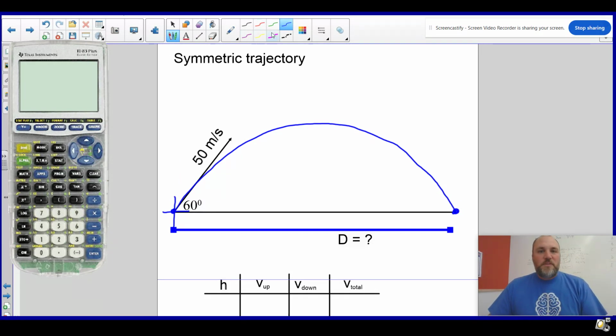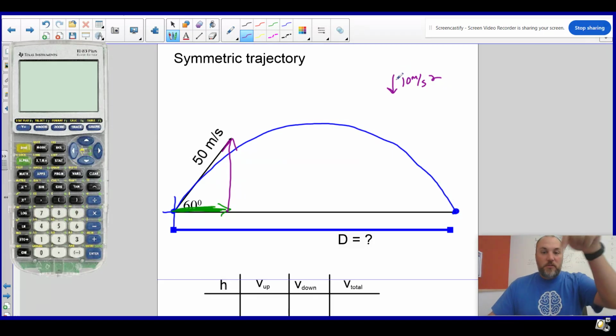So what I'm going to do with this vector is break it into a horizontal part, the horizontal component, and a vertical part, the vertical component. The reason I'm doing that is that after the object leaves the launcher, or after the ball is thrown, the only thing that's going to affect it is gravity. The acceleration due to gravity is 10 meters per second squared, pointing straight down. So that acceleration can only affect the vertical motion of the object. The horizontal motion will be unaffected because gravity is just pointing straight down.